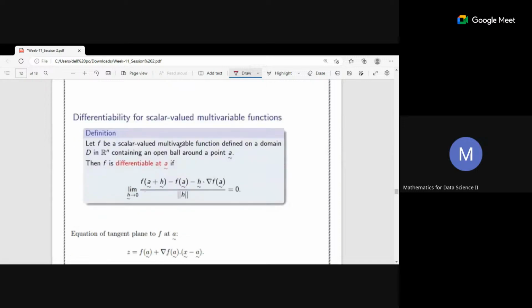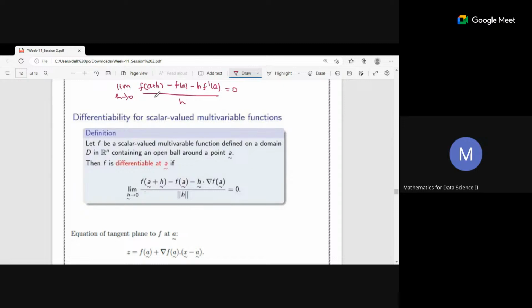Let f be a scalar valued multivariable function defined on a domain D in R^n, containing an open ball around a point A. Then f is differentiable at A if you have this condition. What is the condition we have seen there? The limit as h goes to 0 of f(a+h) - f(a) - h·∇f(a), divided by ||h||, is 0.